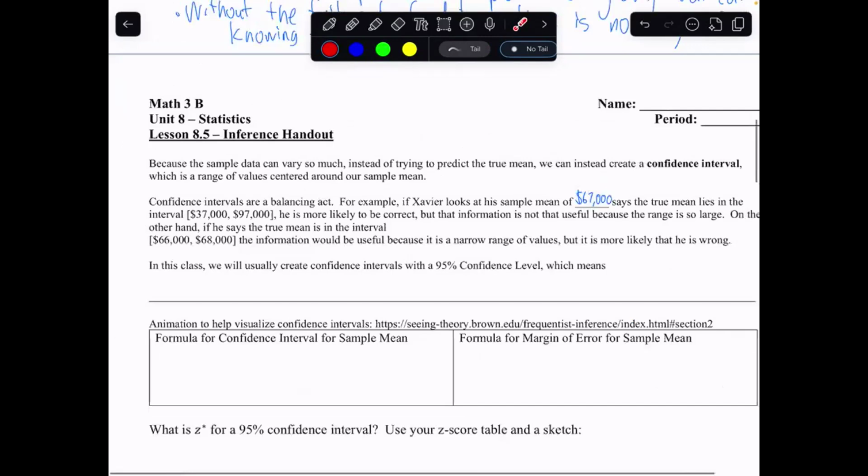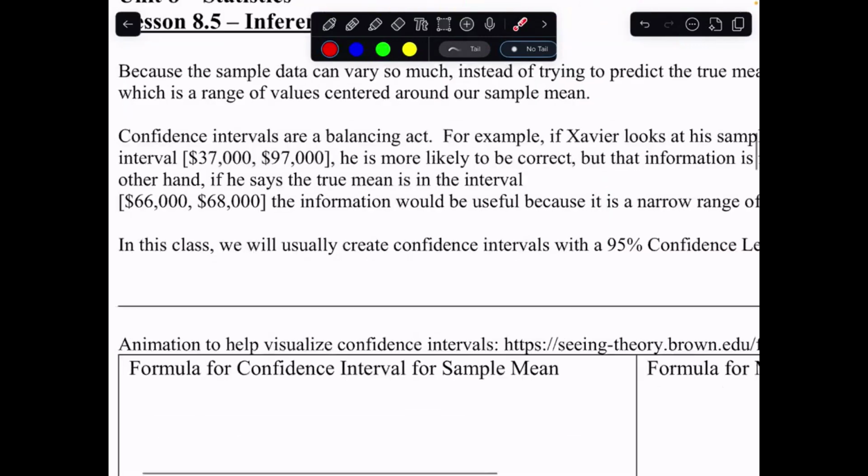So how do we balance this? How do we balance being likely to be correct with having a narrow enough range for the info to be useful? Because again, if I told you guys, the average on the final will be somewhere between 0 and 4, that doesn't really help you, right? If I told you the average is between 2.4 and 2.6, then that would be much more meaningful.